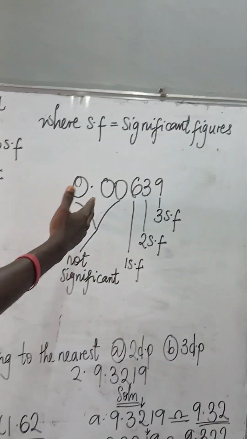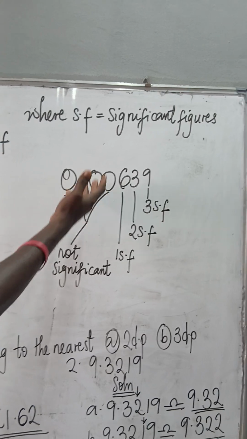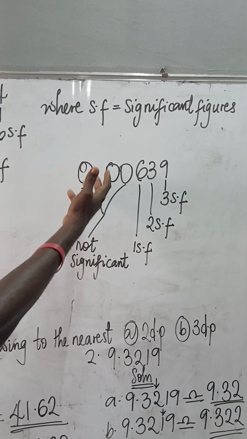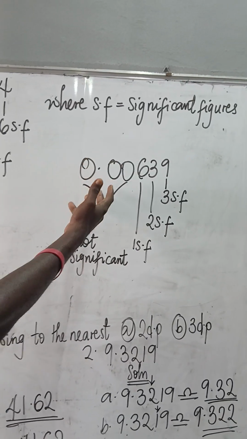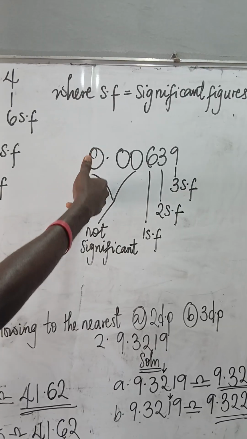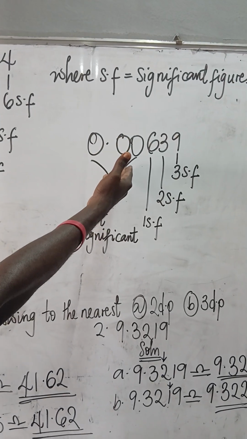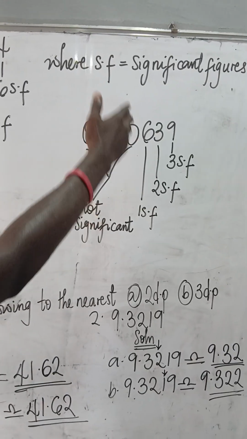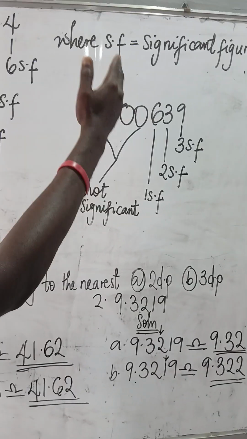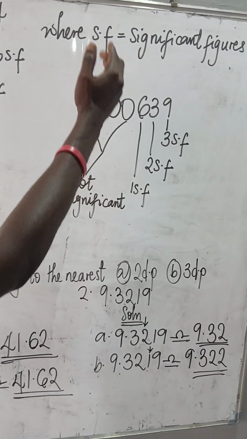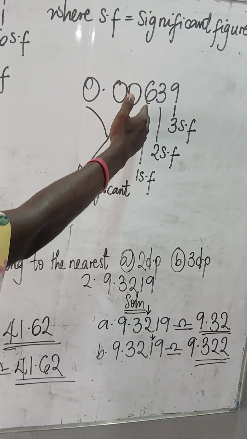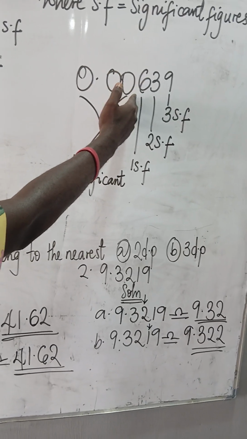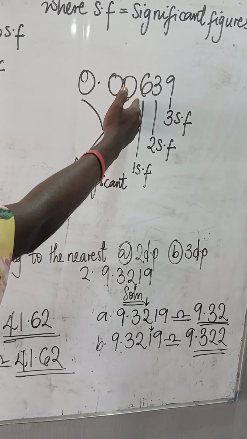Then when you have 0 values, values that contain zeros before and after the decimal point, the significant figure begins with the first non-zero value you have there, the first natural value after the 0 values.